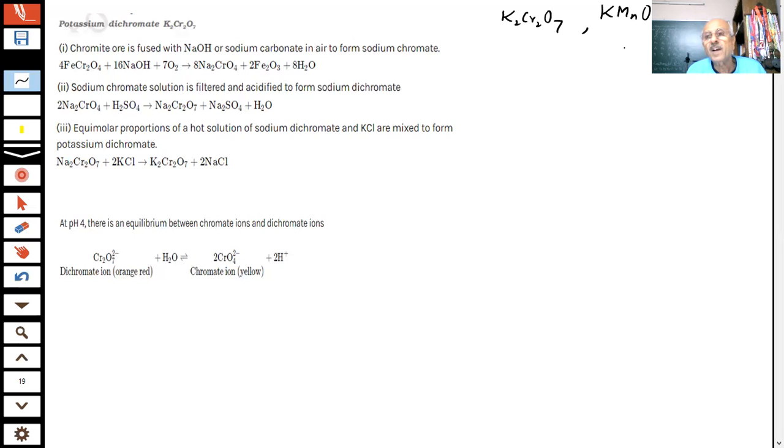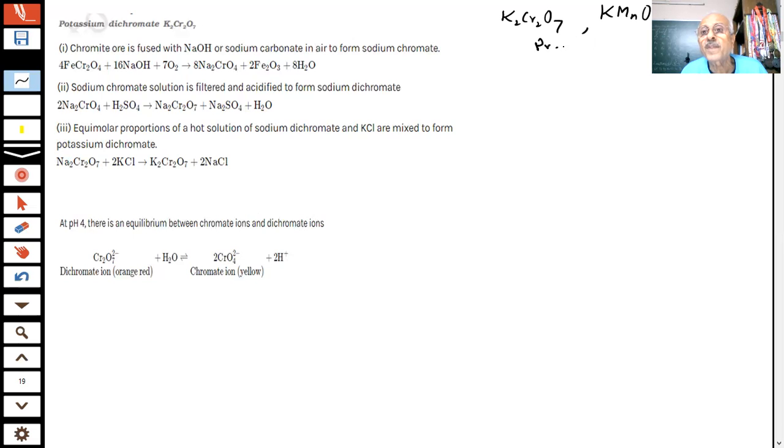Therefore, it becomes necessary to study how we prepare them. One question is always given on either of these two. Important point: one question will be there in the paper from these two compounds. We will see the structures of the dichromate ions and manganate ions, and also how we prepare them. The first thing is the preparation.